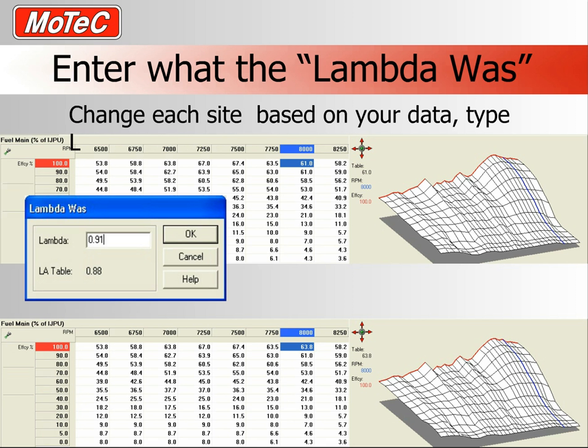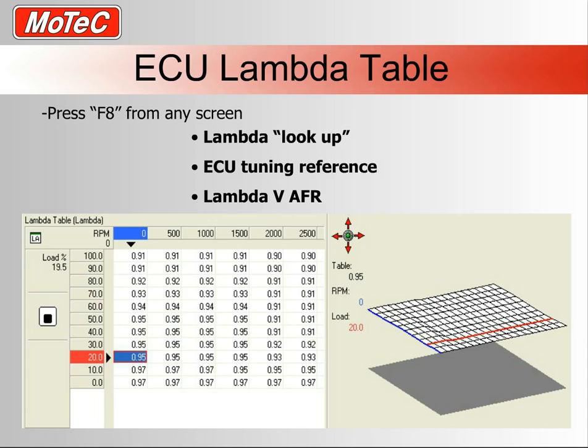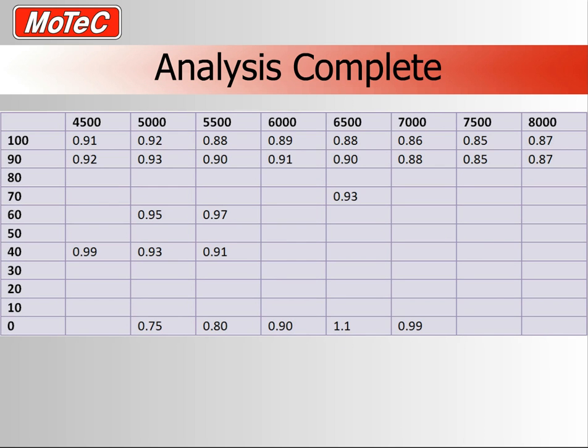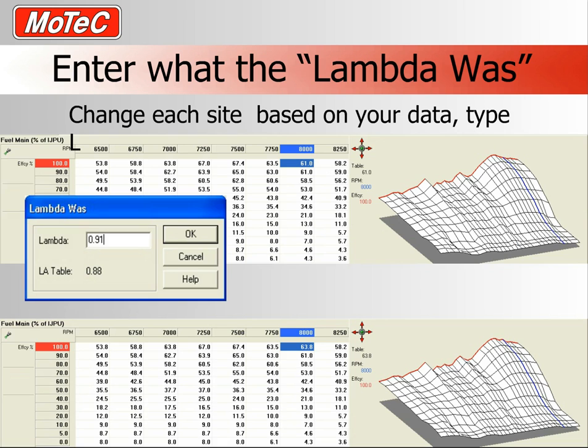We then look up, we're going to push a number for Lambda Was here, based on the number that's in our spreadsheet. If we go back to our spreadsheet, our spreadsheet said that at 8,000 revs, 100% throttle, the engine was running at 0.87 lambda. So we'll go forward again. When we get to our fuel map, sorry, bad example here, I'm entering a number of 0.91 as what my lambda was. So we enter what the lambda was at that point. Lambda was 0.91 in this example.